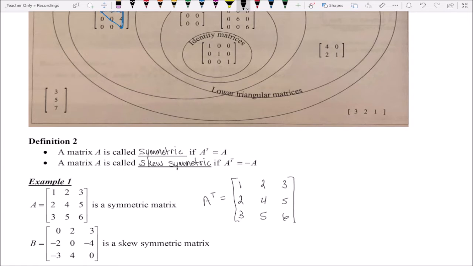If we now compare this to the original matrix A: first row, 1, 2, 3. Second row, 2, 4, 5. Third row, 3, 5, 6. These two matrices are the same.